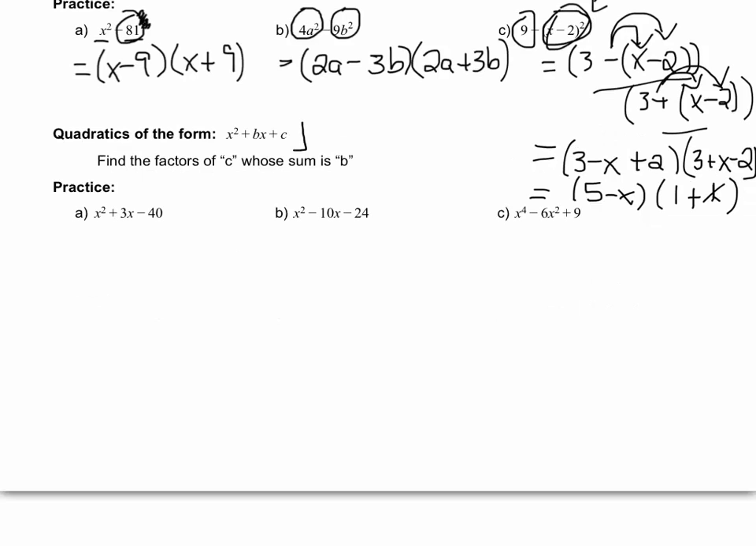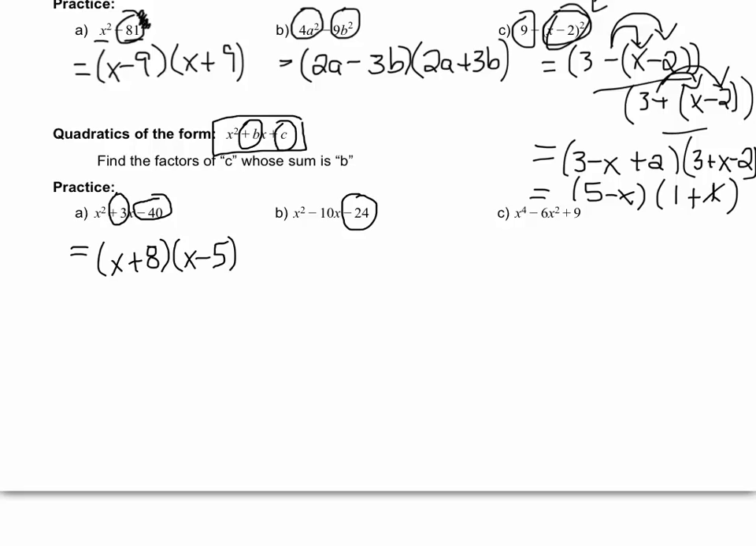Quadratics of the form x squared plus bx plus c. What we want to do is find factors of c, so two numbers that multiply to give you c that will add up to give you b. The first one then, x squared plus 3x minus 40. 8 times negative 5 is going to give us negative 40, and 8 minus 5 is going to give us plus 3. This will then factor to (x plus 8) times (x minus 5).